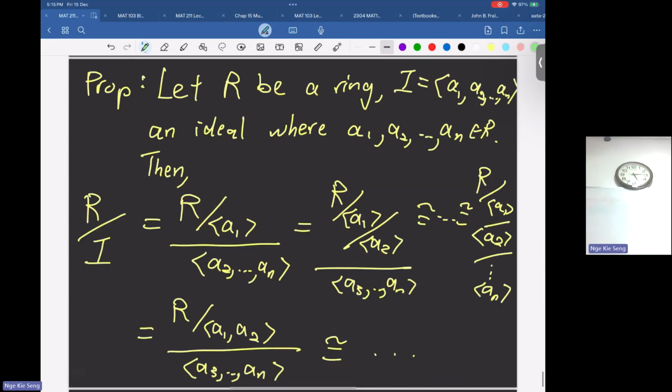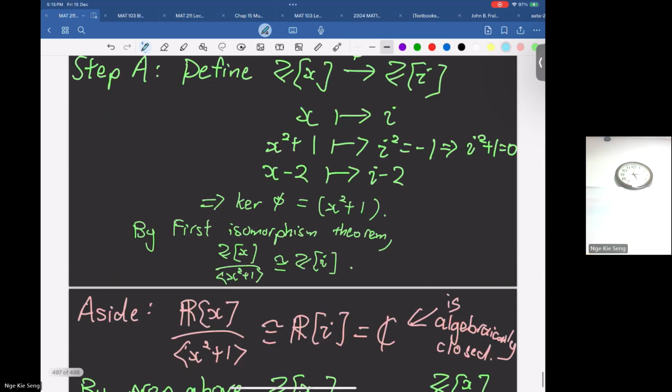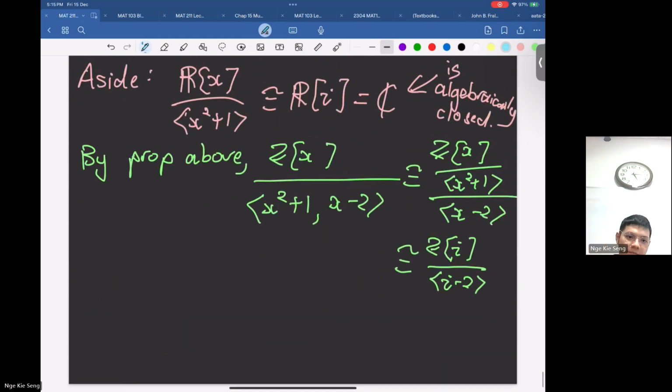So to be precise, I think we should put some bar at the top here. Yeah, put some bar. All right. But we can go the other way, right? We can go the other way.